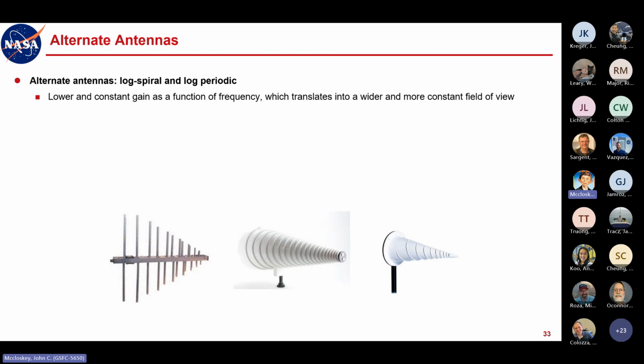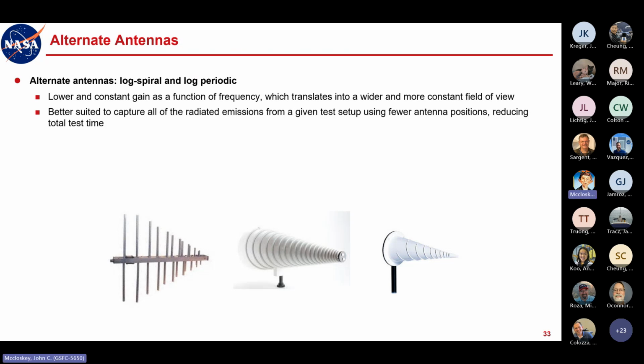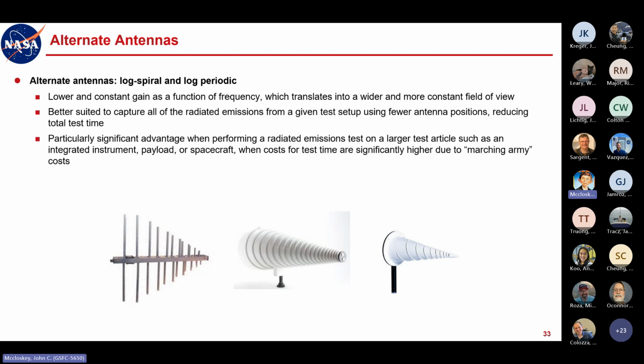So if you've got a large test article, especially like a system level test, it can make much more efficient use of test time if you can significantly reduce the number of antenna positions you need. So they're better suited to capture all of the radiated emissions from a given test setup using fewer antenna positions, reducing total test time. And there's a particularly significant advantage when performing a radiated emissions test on a larger test article, such as an integrated instrument, payload, or spacecraft, when costs per test time are significantly higher due to marching army costs.